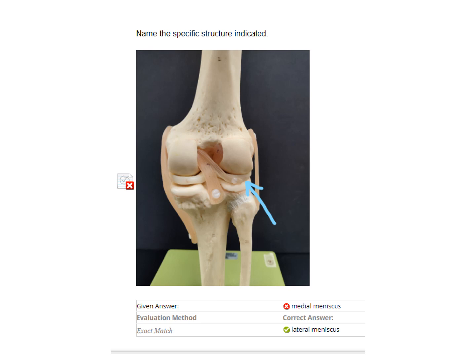These little pads here are referred to as meniscuses, and because this is on the lateral side, this is the lateral meniscus. Again, you know lateral from medial because lateral is where your fibula is located. So this is the lateral side.